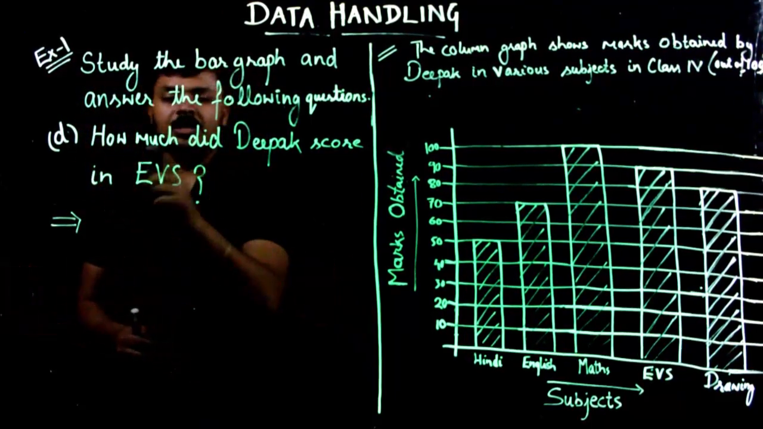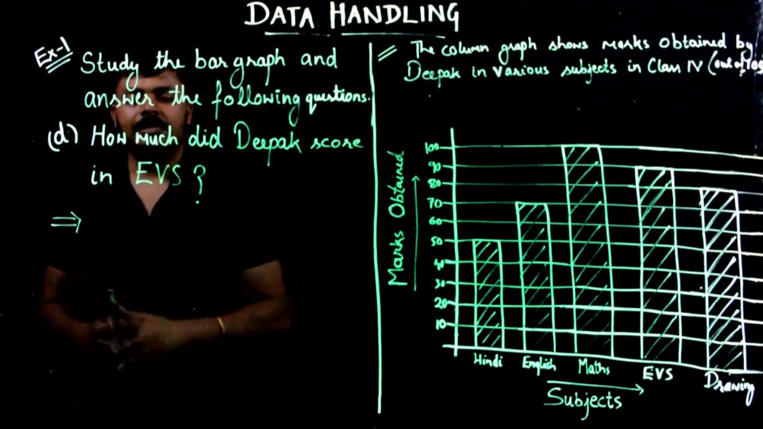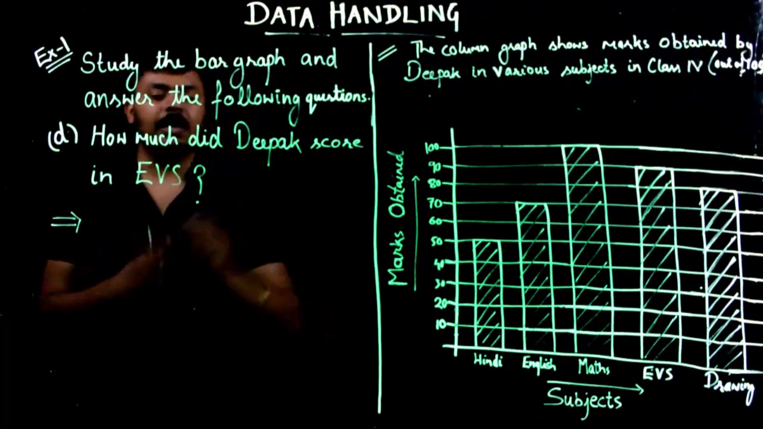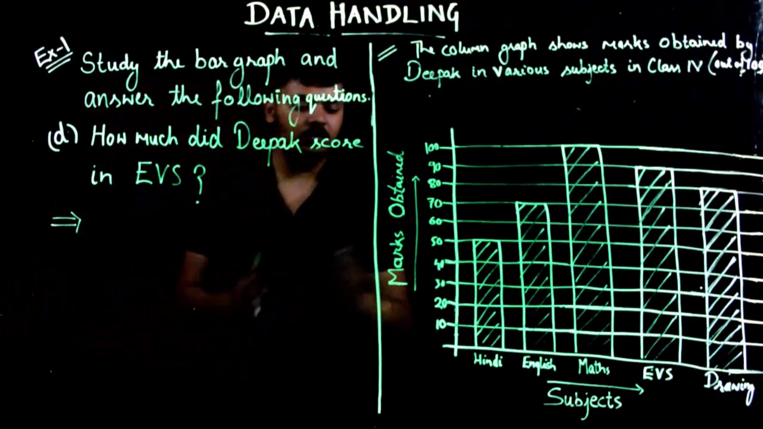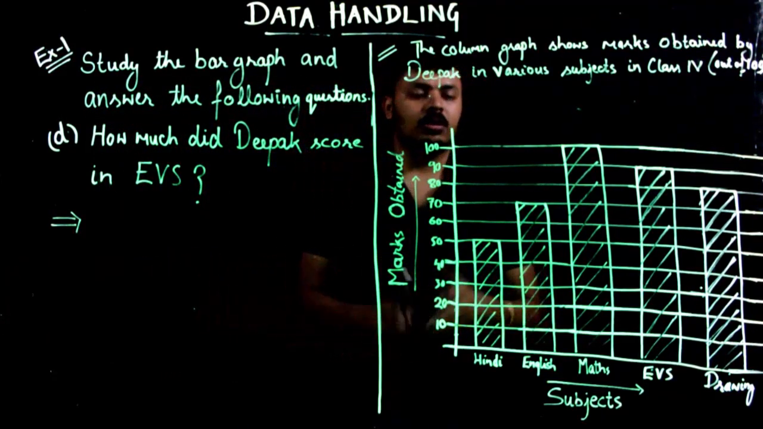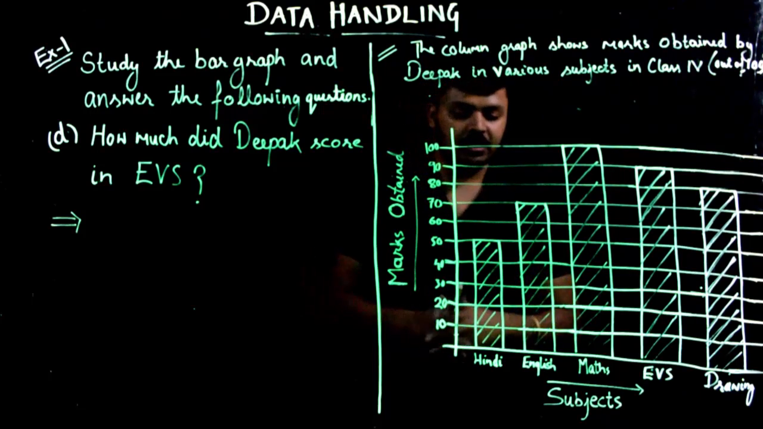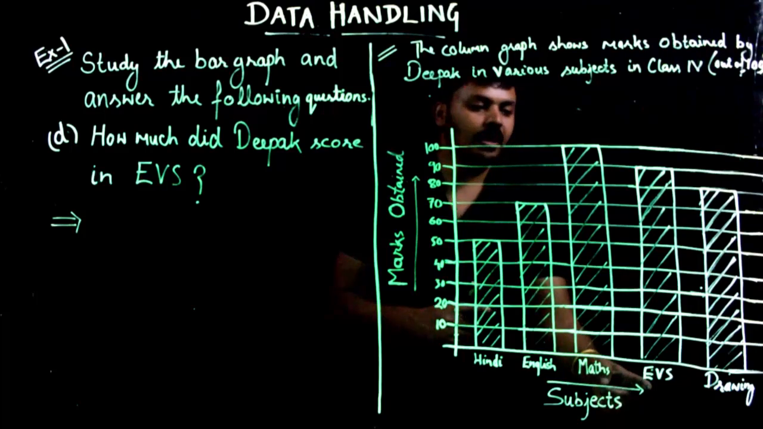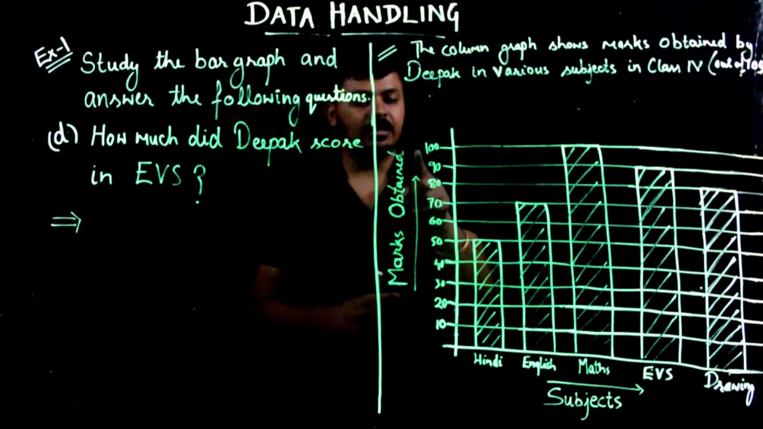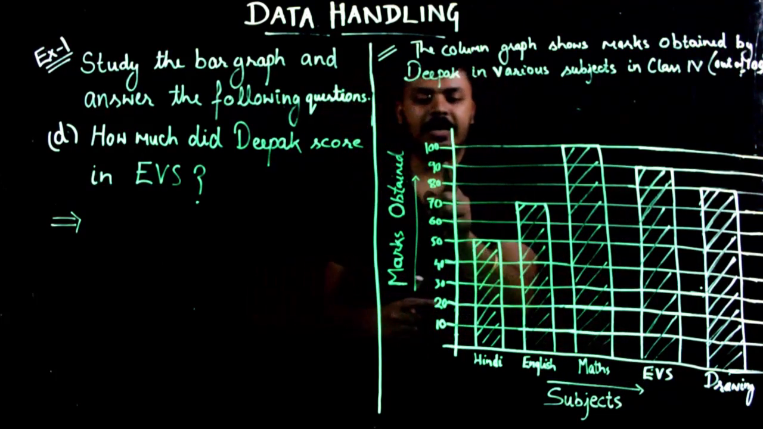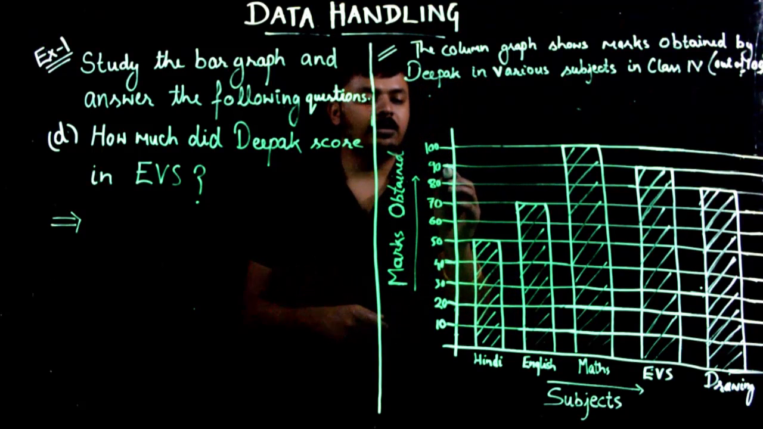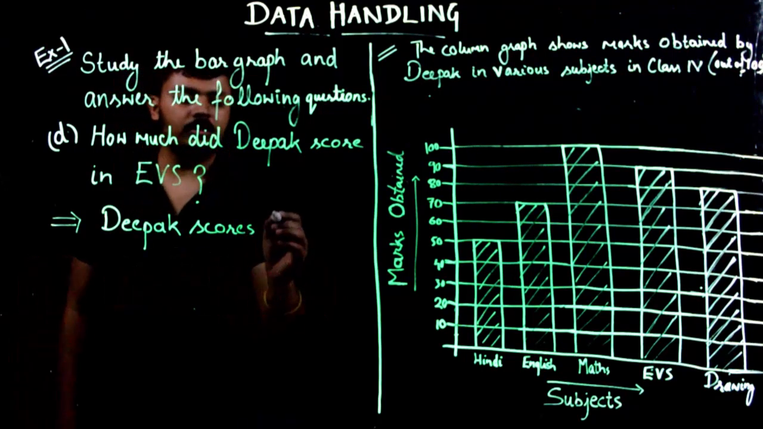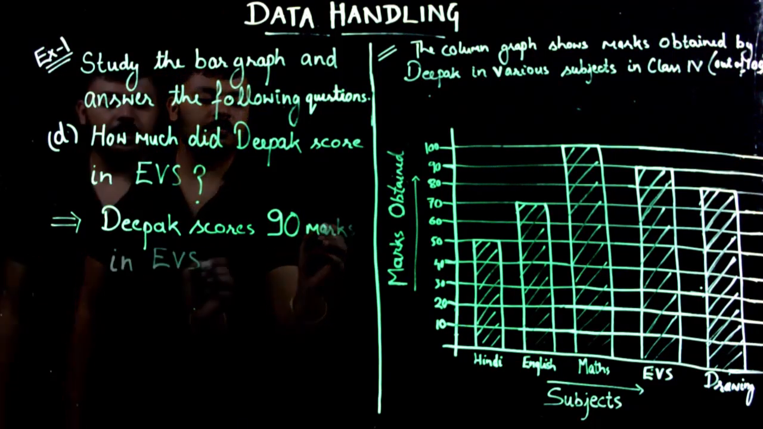So here, how much did Deepak score in EVS? In this question we have to find the number of marks scored by Deepak in EVS. So let's move to our bar graph or the column graph. Here we have to find the marks scored by Deepak in EVS. So here is the column for EVS and the marks scored are given here. So EVS goes up to 90. So we can say that marks scored by Deepak in EVS is 90. Deepak scores 90 marks in EVS.